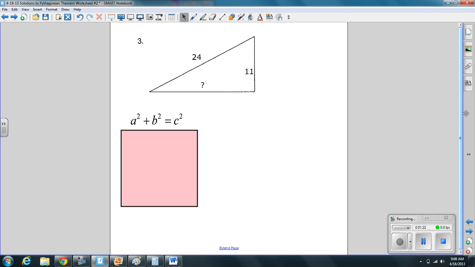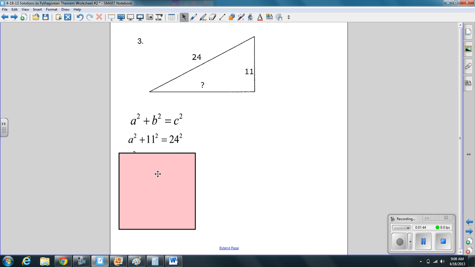Number 3, the side labeled 11 is a leg. The side with the question mark is another leg, and the hypotenuse is 24. So that means we're either looking for A or B. So this is how I set it up. A squared plus B squared equals C squared. A squared, which is the missing side, plus 11 squared is equal to 24 squared.